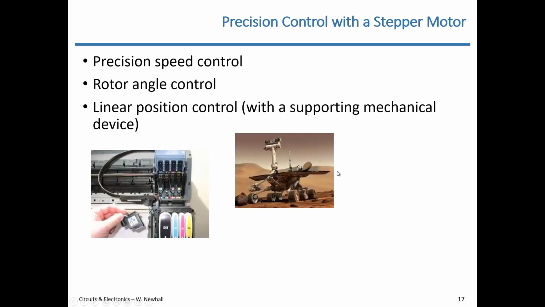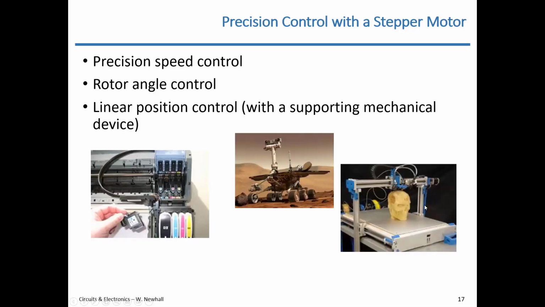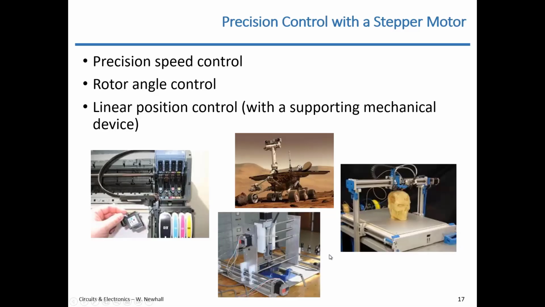In robotics, where you have to point something in a particular direction or move a shaft or a wheel a precise amount, you could use a stepper motor. 3D printers use stepper motors typically, and also CNC machines can use stepper motors.